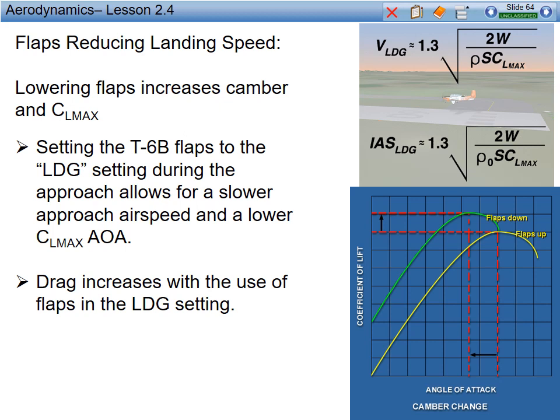Lowering flaps increases camber and CL max. Setting the T6 flaps to landing during the approach allows a slower approach airspeed and a lower CL max AOA. Drag increases with the use of flaps in the landing setting, which is useful on landing due to the increase in your net deceleration force.